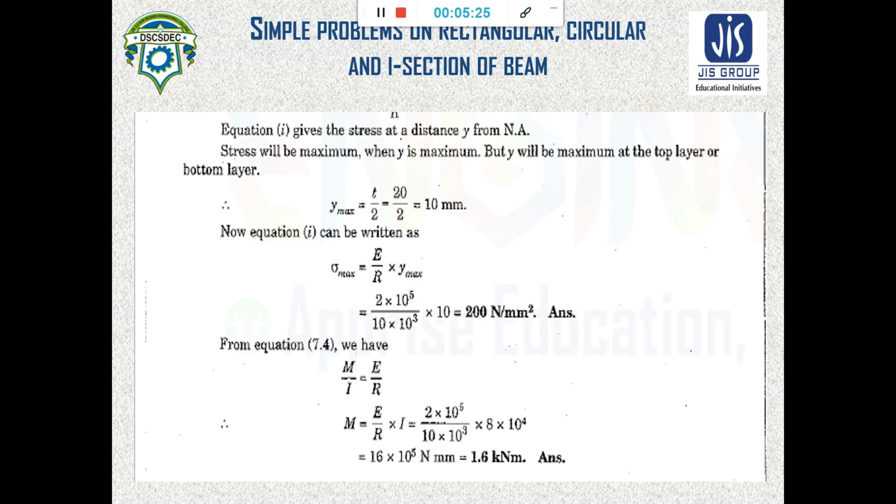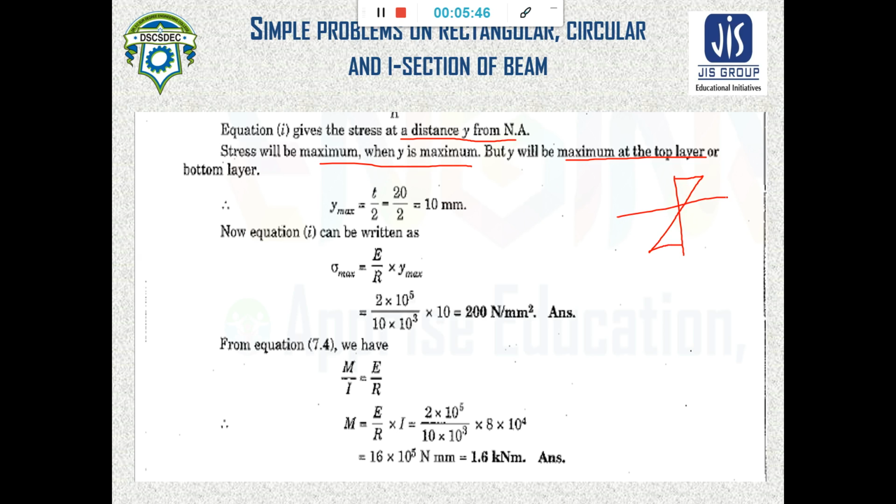Equation 1 gives the stress at a distance y from the neutral axis. Now, where will the stress be maximum? When y is maximum. So y will be maximum on the top layer or bottom layer, because that is our fundamental understanding about bending stress, that bending stress will be maximum at the top and bottom layer.